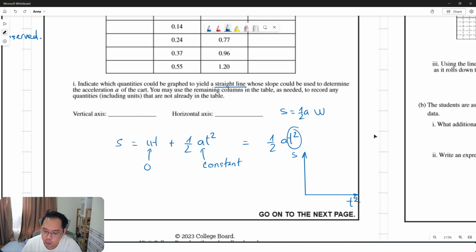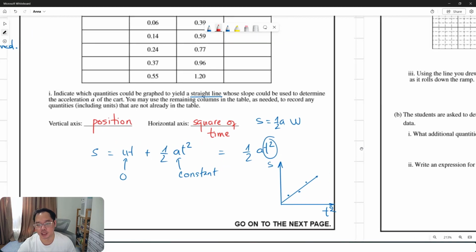And therefore, to get a straight line graph, we need to plot the following graph, and we'll have the data table represented on the graph like this, so that we can draw a best fit line which almost passes through the origin and very close to these data points, okay? So the answer: the vertical axis is the position, and the horizontal axis is the square of the time.